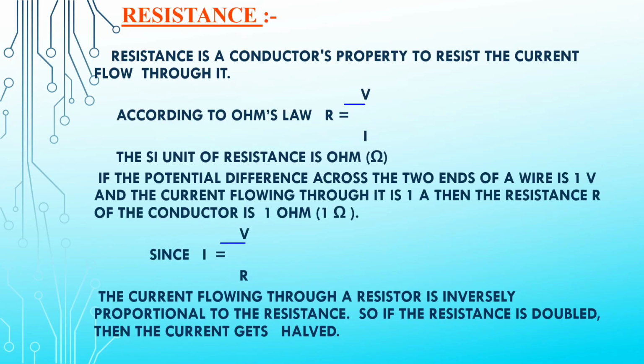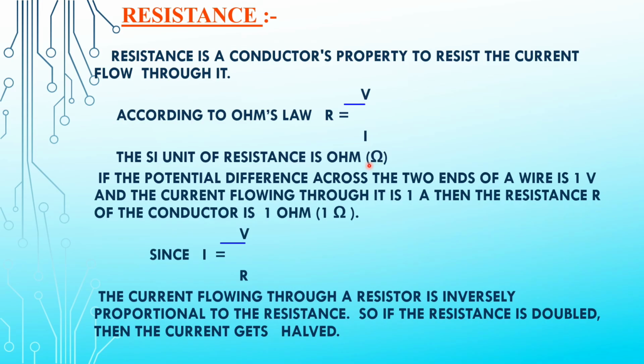Resistance is a property of a conductor due to which it opposes the flow of current through it. This is because the current is inversely proportional to the resistance. As per Ohm's law, resistance is always a constant. It is calculated as potential difference by current. The SI unit of resistance is the ohm. This is the ohm symbol.